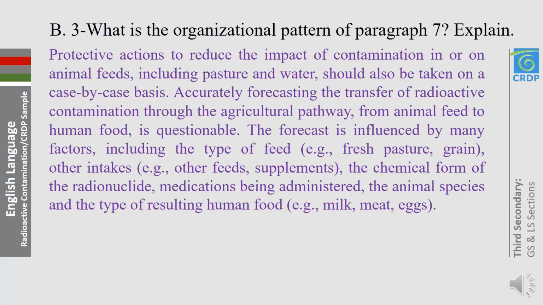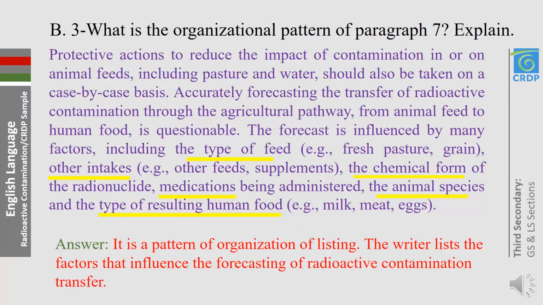B3. What's the organizational pattern of paragraph 7? Explain. Here we have to see how the writer has organized his ideas. In this paragraph, the writer has listed 6 factors, one after the other. We have the type of feed, other intakes, the chemical form, the medications, the animal species, and the type of resulting human food. So, it is a pattern of organization of listing. The writer lists the factors that influence the forecasting of radioactive contamination transfer.